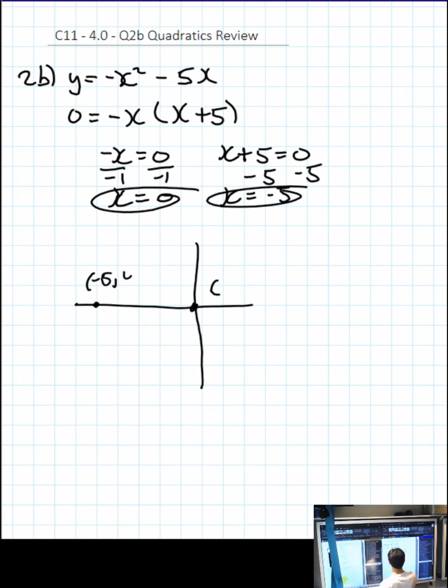Negative 5, 0, and 0, 0. Let's clean up that 5 a tad. Nice. Good. Negative 5, 0. Perfect. And then let's just draw a parabola through it. So we're just going to draw a parabola through our two points. Again, remember, we're not concerned with the vertex right now because we spent so much time on it in the last chapter. We're just looking for x-intercepts, and right now we're factoring to do it. Awesome.